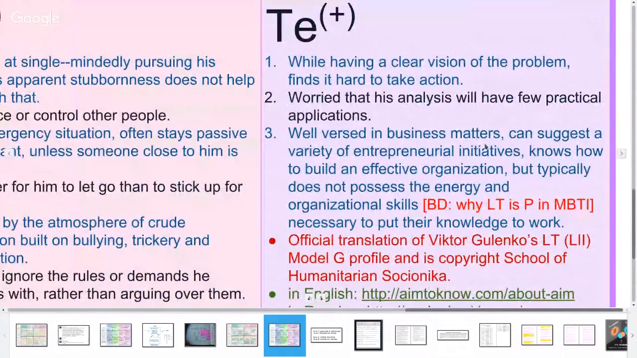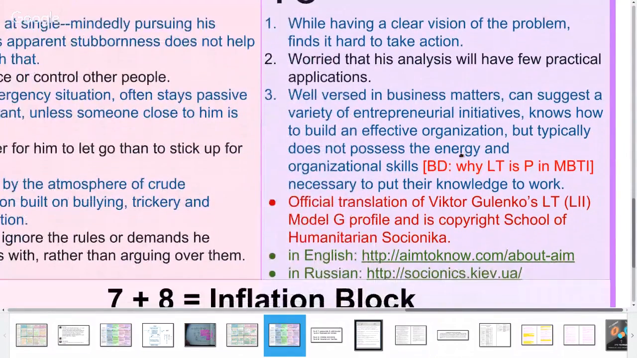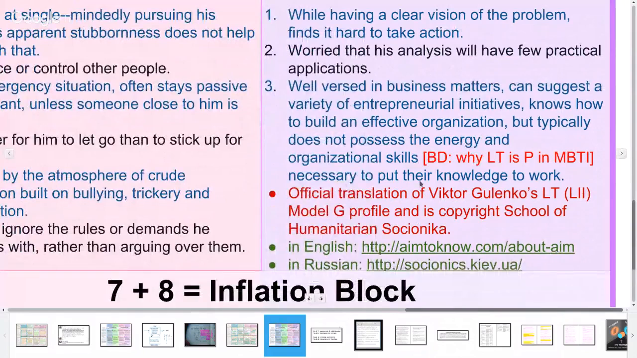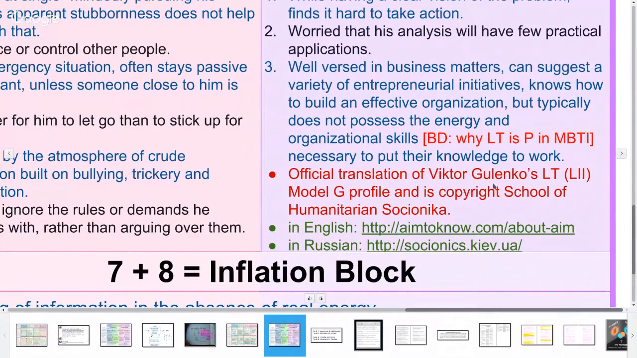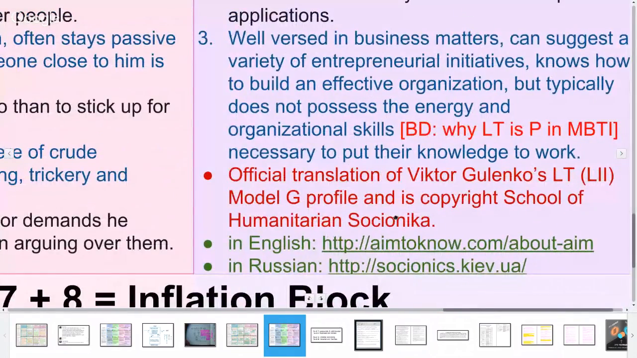Well versed in business matters. Peter Schiff on the wall can suggest a variety of entrepreneurial initiatives, knows how to build an effective organization, but typically does not possess the energy and organizational skills necessary to put their knowledge to work. Now then, here's something I came up with.